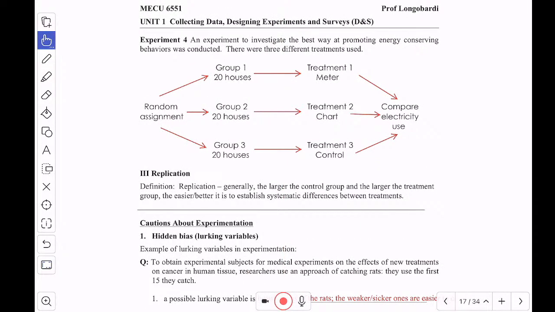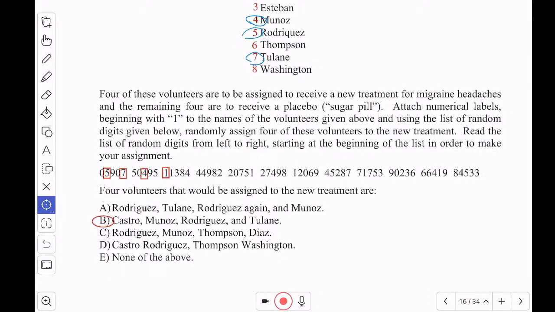Okay, this is my experiment 4. So what I've outlined here is another example for randomization of an experiment. So to illustrate randomization, in this experiment, we've enrolled households who are interested, or they're volunteers, to participate in this study to test which method is better at reducing or conserving energy.